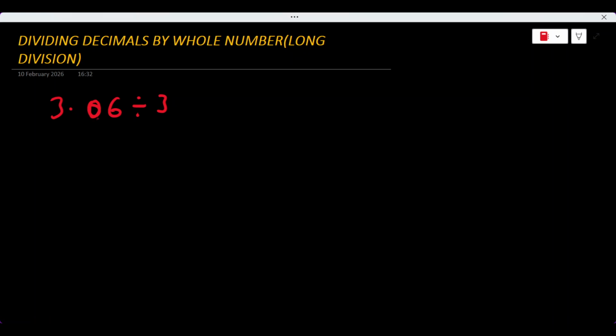In this case, the first thing to do is to make sure the number becomes a whole number. Remember that this has 2 decimal places. Since it has 2 decimal places, you are going to move 2 times to make it a whole number. So you stand here, you move 1, 2, giving us what? 306 divided by what? 3.